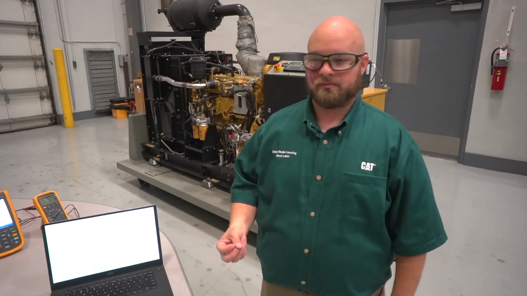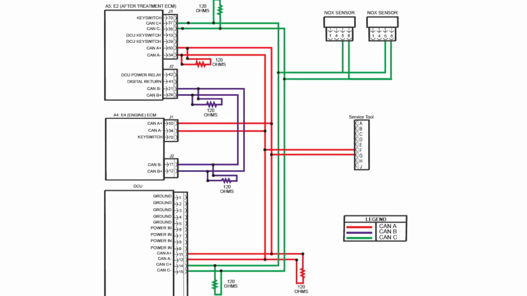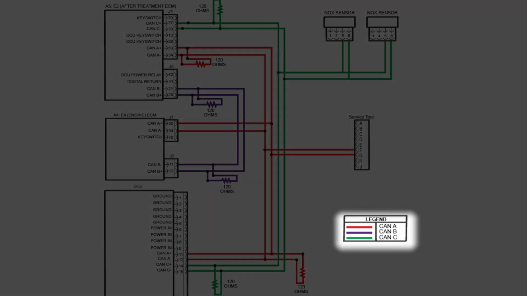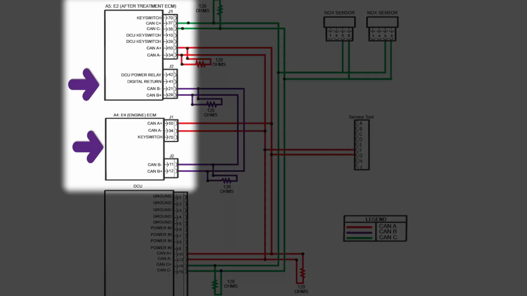We also have, in this example, two local networks, CAN B and CAN C. The after treatment ECM, the dosing control unit, and the two NOx sensors are wired into the CAN C network. Then on the CAN B network we have the after treatment and the engine ECM. They have their own network wired together so they can share information without having to worry about messaging priorities or anything like that.